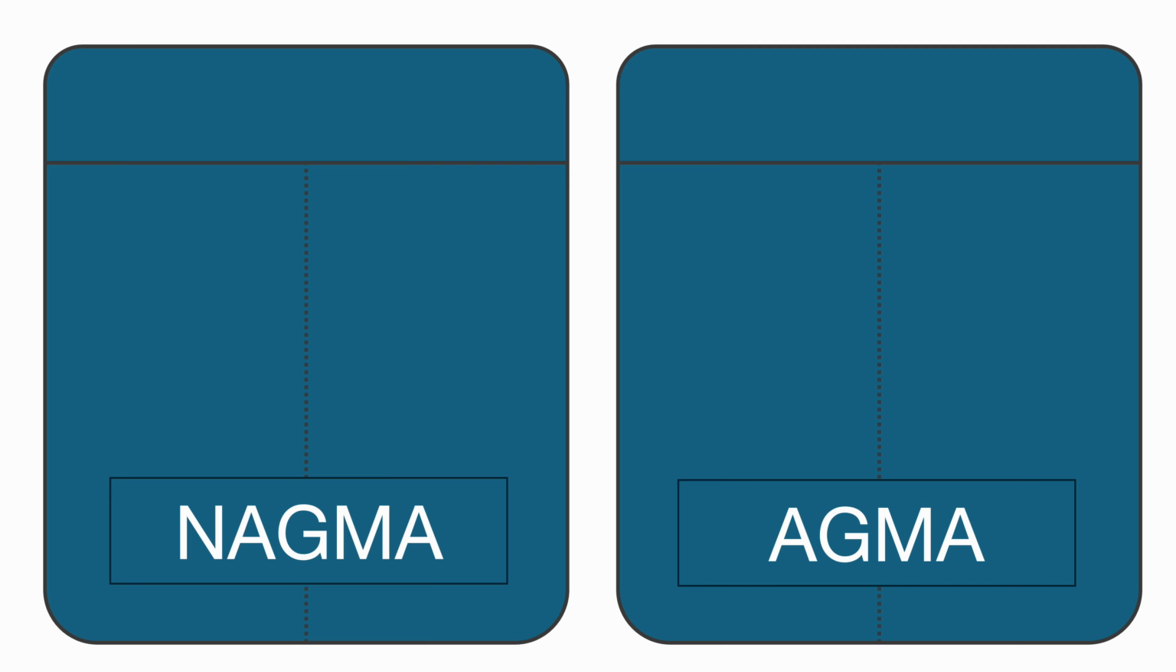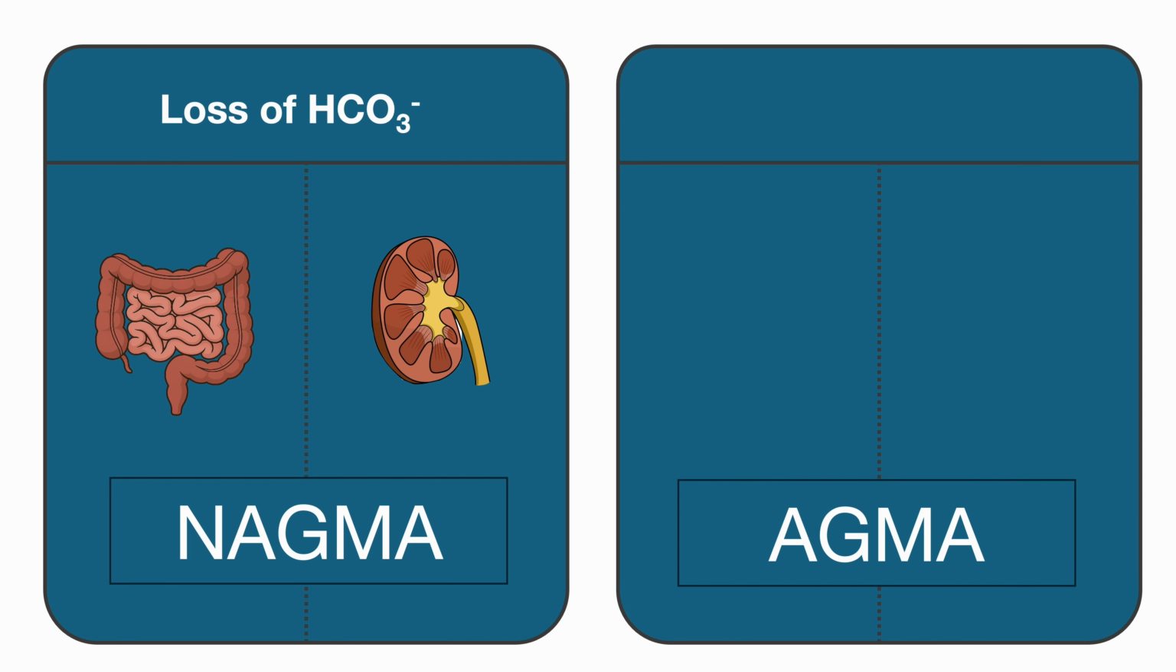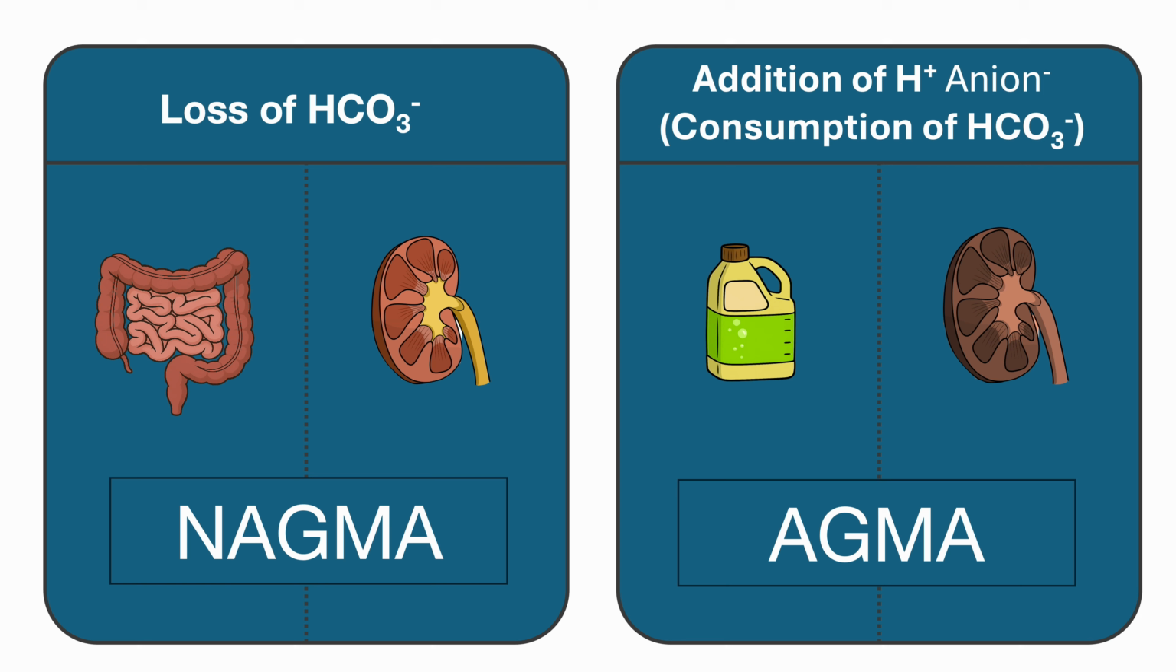Ultimately, the anion gap gives us a window into what type of acid-base disturbance is occurring and why. A non-anion gap metabolic acidosis is reflective of bicarbonate loss or renal acid retention. An anion gap metabolic acidosis is reflective of acid accumulation. Recognizing these patterns helps clinicians quickly move from a number to a diagnosis to the right treatment.